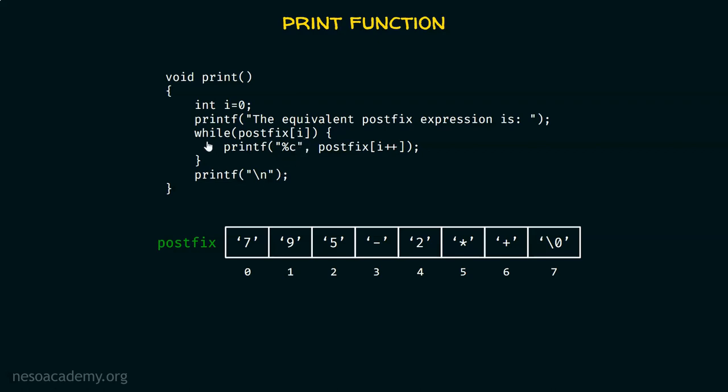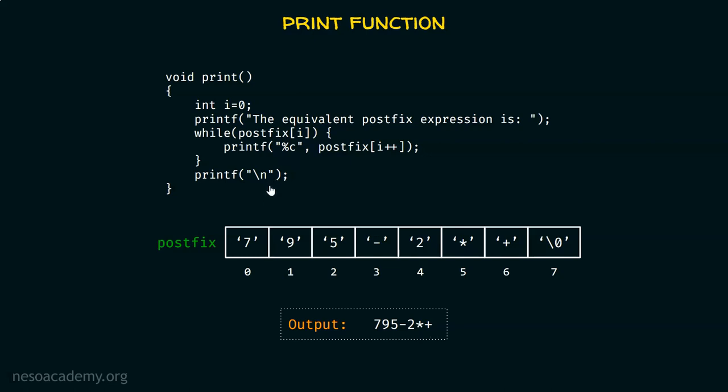This means while postfix of I is not equal to \0, we'll continue and print all the characters of the postfix array one by one. Otherwise, we'll get outside of this while loop. This means we'll get this output eventually, 795 minus 2 star plus. Isn't that correct? After this, definitely a new line will be printed, right?